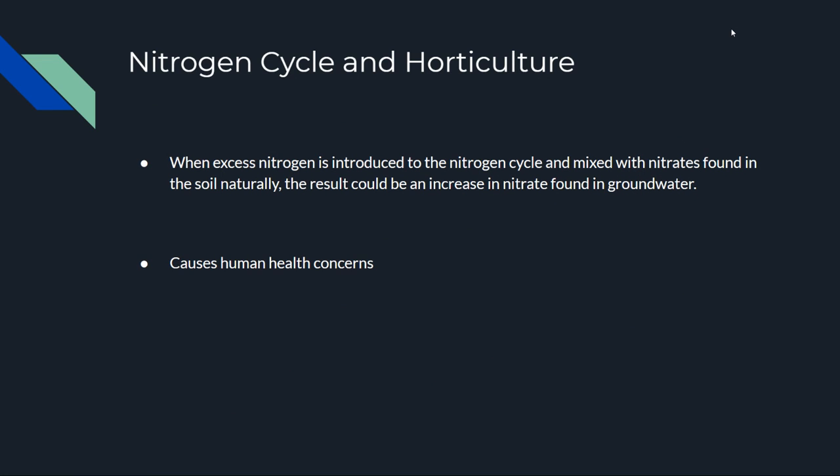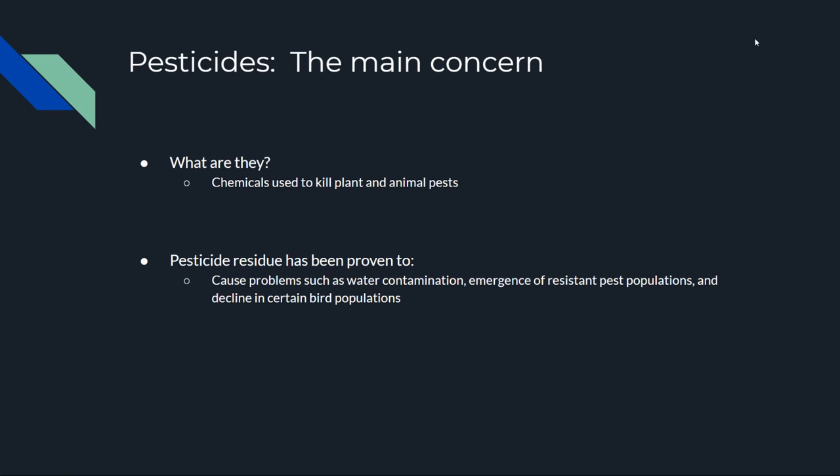So the nitrogen cycle in horticulture: this is when excess nitrogen is introduced to the nitrogen cycle and is mixed with nitrates found in the soil naturally. The result could be an increase in nitrate found in groundwater. This causes human and also animal health concerns. So the main concern with pesticides: pesticides are chemicals that are used to kill plant and animal pests. Pesticide residues have been proven to cause problems such as water contamination, emergence of resistant pest populations, and decline in certain bird populations.